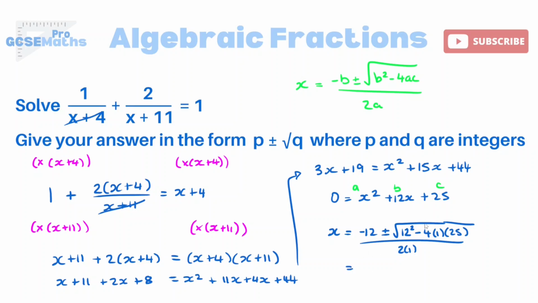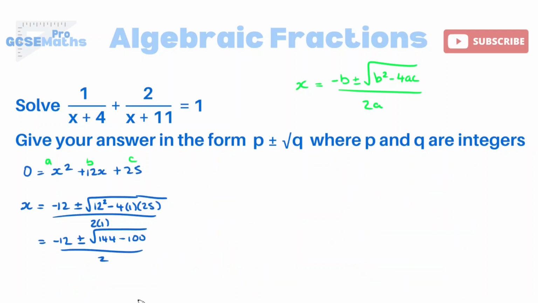Again, we're not going to be working out the square root as such, just the pieces in between. So we've got minus 12, plus or minus 12 squared is 144, take away 4 times 25 is 100, over 2 times 1 is obviously 2. Okay, I've just moved everything over so we've got some more space. So that should give me minus 12 plus or minus root 44 over 2.